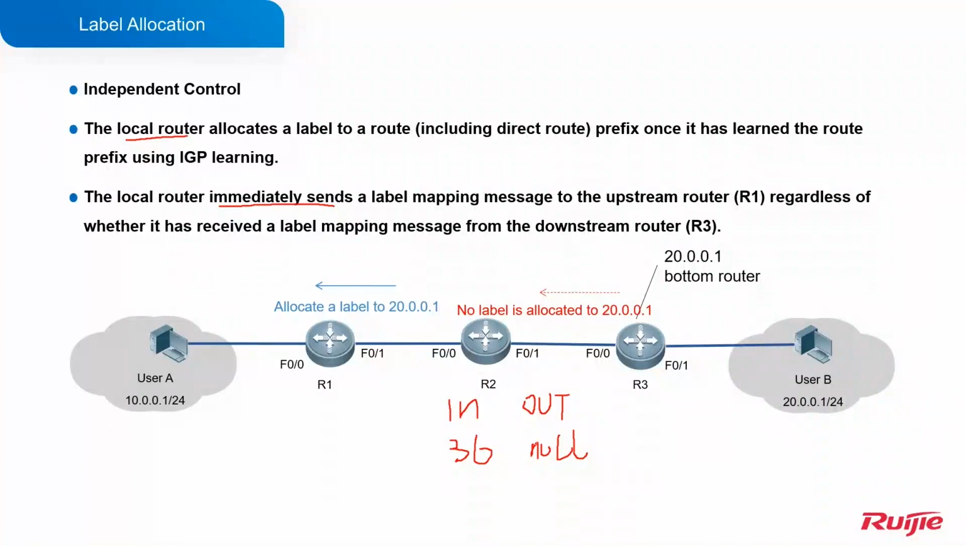Although the out label is empty, we still can immediately send the 36 to my neighbor R1, and R1 can get the label information. Then if we receive a message from user A, I will add the label 36 and forward to R2. But now maybe we don't have any out interface, so the packet will be discarded. So this is the way for the independent control. I will directly send my in label to my neighbor without any out label.